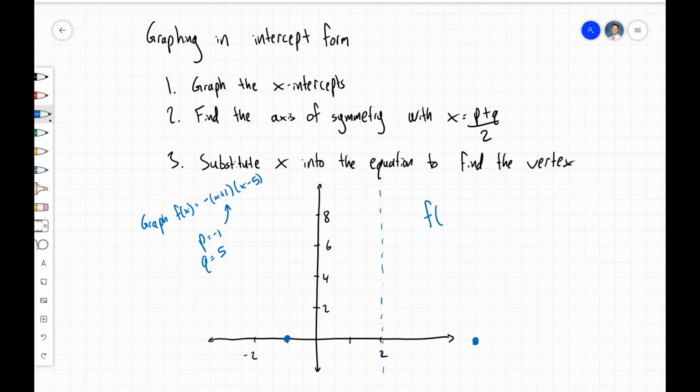Now we substitute that into our equation. So f of 2 is equal to negative times 2 plus 1 times 2 minus 5. So 2 plus 1 would be 3, and 2 minus 5 would be negative 3. Then we have 3 times negative 3, which is negative 9, and negative 1 times negative 9 would equal positive 9. So our vertex here would be at (2, 9). Now, since we have 3 points, we can graph our parabola.